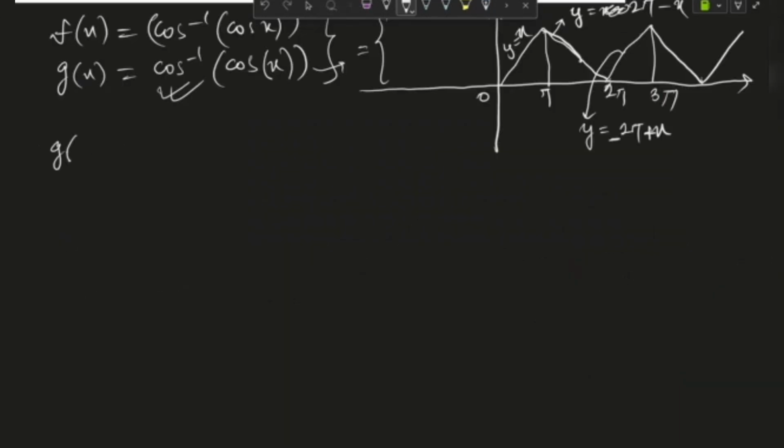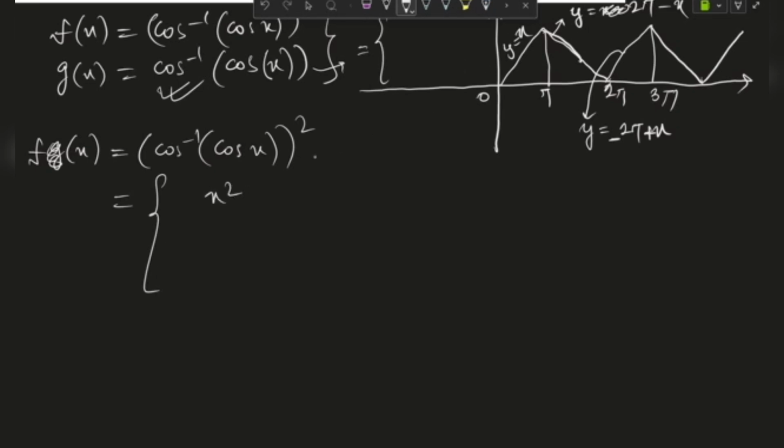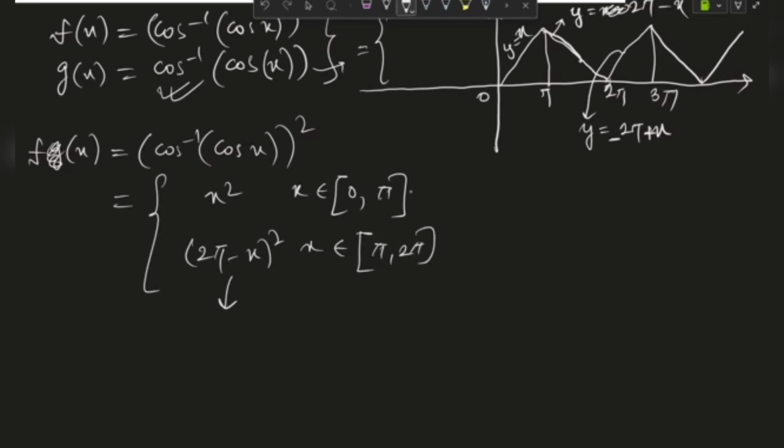So our f of x, which is basically cos inverse of cos x squared, this thing will be equal to x squared. From here I'm referencing when x is belonging to 0 to pi, and it will be your 2 pi minus x whole square when x is belonging from, I guess, pi to 2 pi, and so on. We will not actually need more intervals. We will need only up till 2 pi.